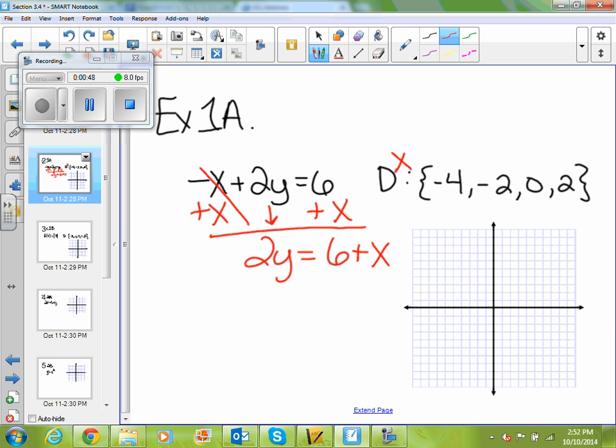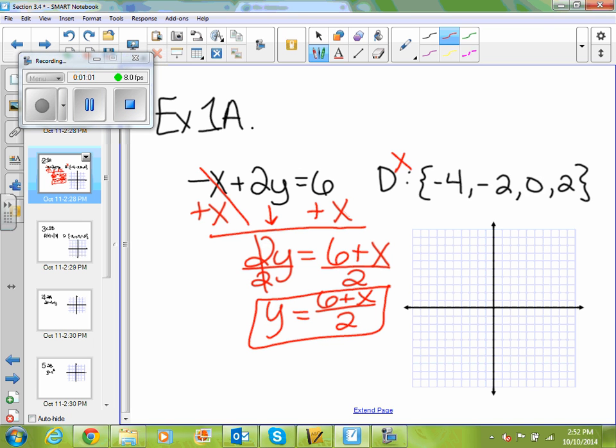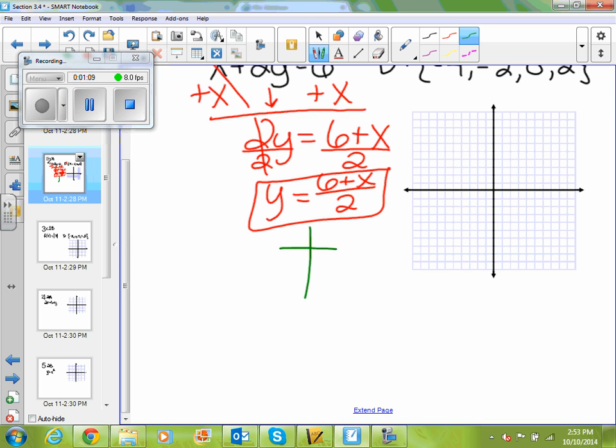So how do I get rid of this 2? Divide by 2 and divide by 2. So I end up with y equals 6 plus x divided by 2. You have to do that: if it's not solved for y, then you have to solve it for y before you can graph it. Second thing then that we're going to do is make a table of values.